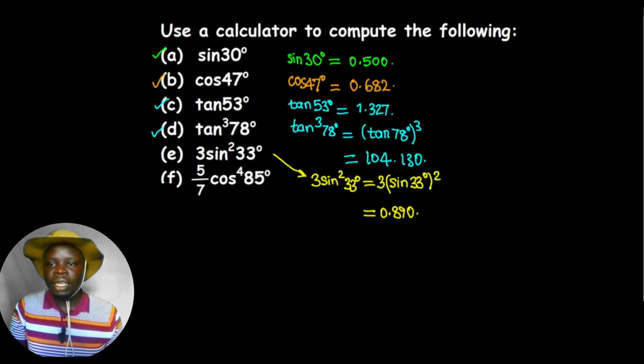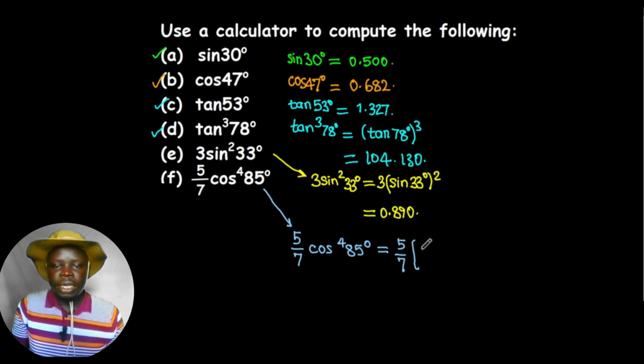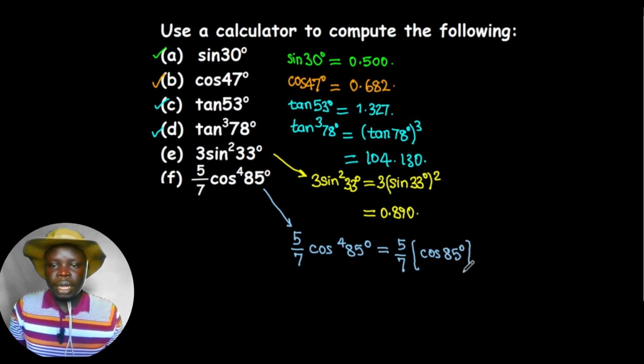And finally, let's take a look at the last one, where we have a fraction, and that is 5 over 7. That means cosine of an angle 85 raised to power 4. So for that, we can recopy such that our working becomes quite easier from our calculator. So 5 over 7, we can hit a bracket and we write our cosine of angle 85, and this one, we close this bracket up and we raise this to the power of 4.